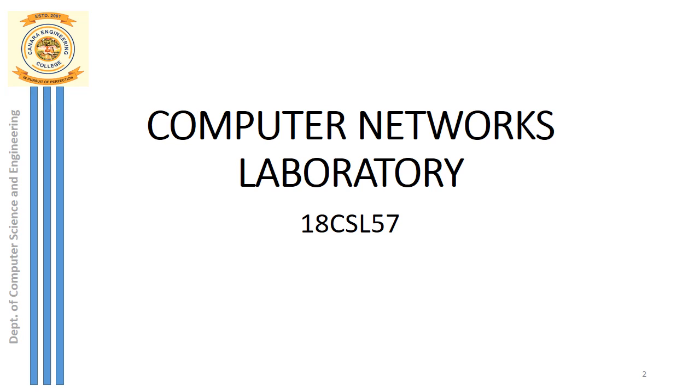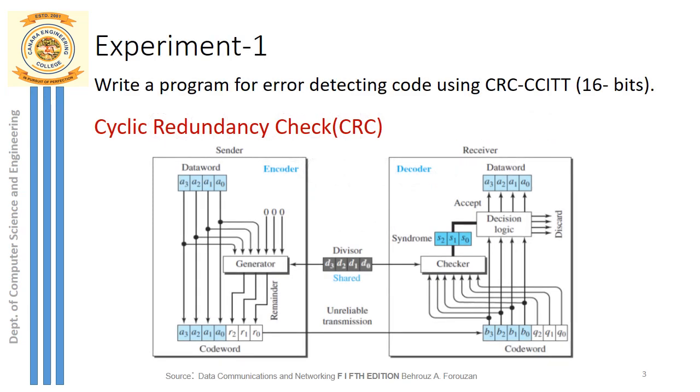In this video, I will be discussing the first experiment in Computer Networks Laboratory with subject code 18CS L57. The first experiment is to write a program for error detecting code using CRC CCITT using 16 bits. Here we need to implement CRC16, that is cyclic redundancy check with 16 bit of checksum.